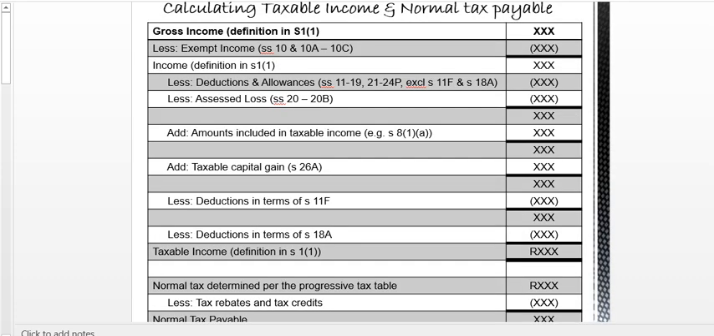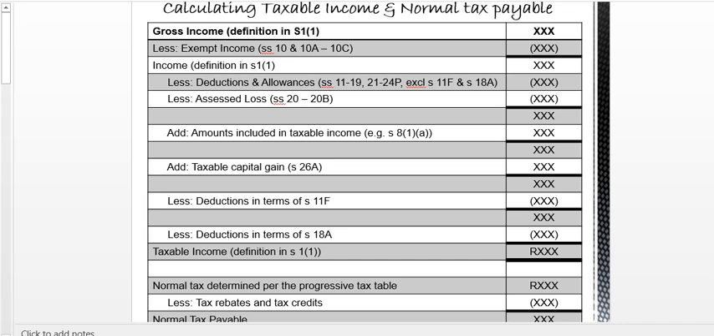Now, how do you calculate taxable income? Firstly, you need to determine your gross income as per definition section 1.1, less any exempt income. So that's normally your dividends and interest, and that gives you income. Then, and that's what we're going to focus on now, you need to deduct any deductions and allowances. You should also deduct any assessed loss in terms of section 20 to 20B from a previous year of assessment.